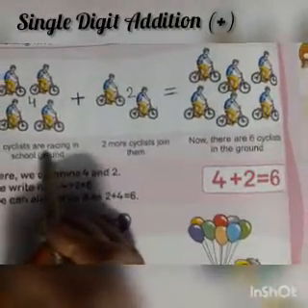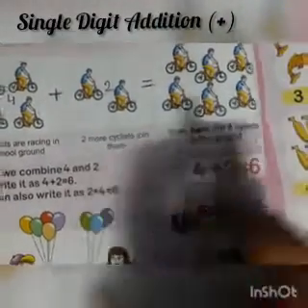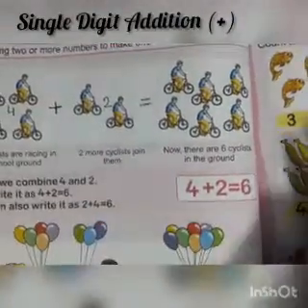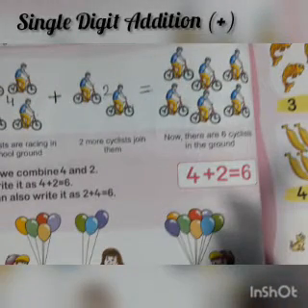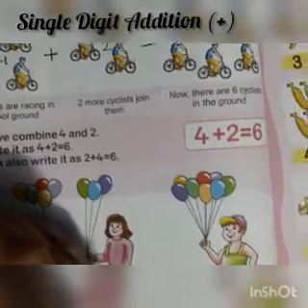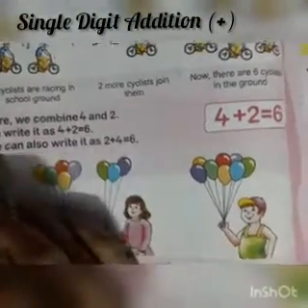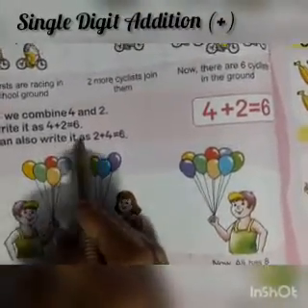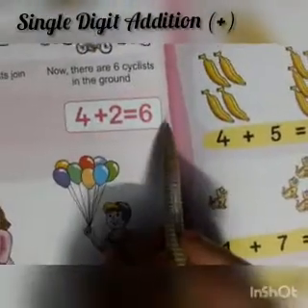4 cyclists are racing on the school ground. 2 more cyclists join them. Now there are 6 cyclists on the ground. As we have counted here, we have just done the addition of them. The answer is 6. 4 plus 2 is equal to 6. Now we'll read this. Here we combine 4 and 2, we write it as 4 plus 2 equal to 6. We can also write it as 2 plus 4 equal to 6. See, it is written here.